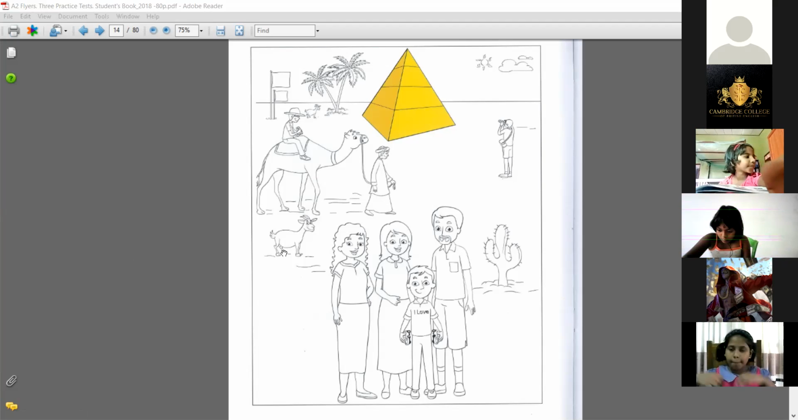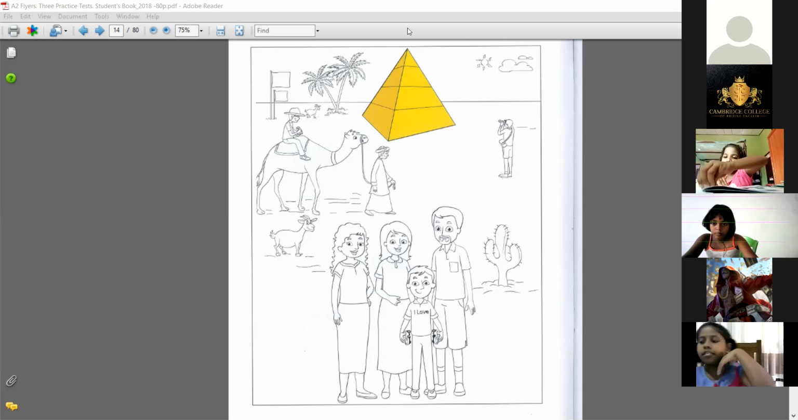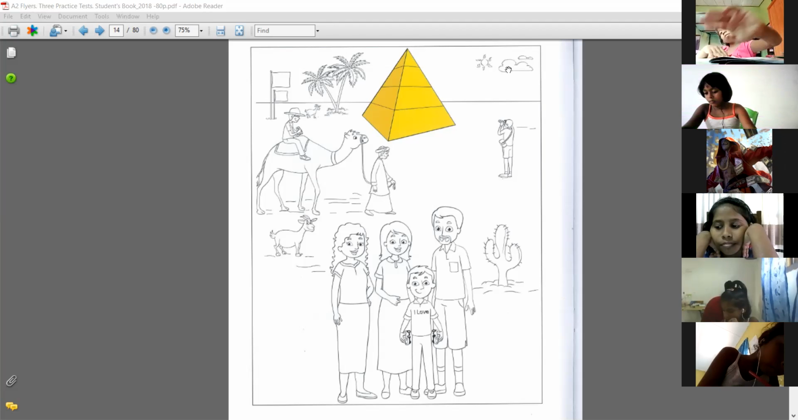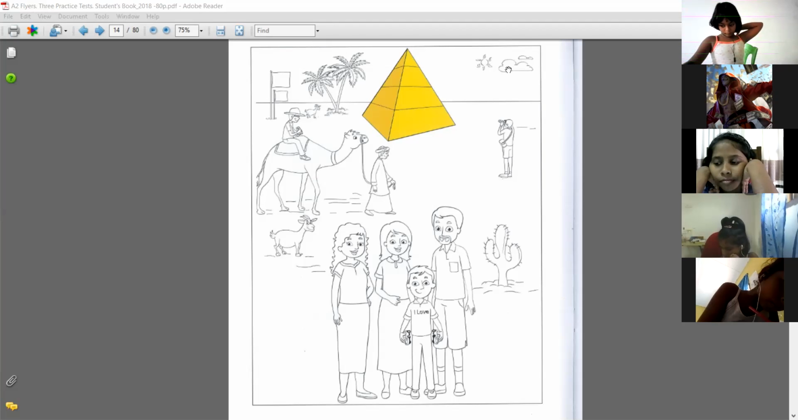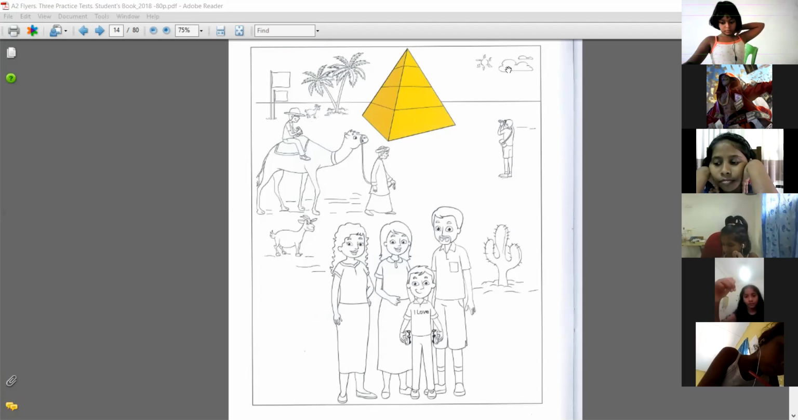There is one example. This is a great picture. Can I color it? Of course you can. What would you like to color first? The pyramid. Okay, make it yellow. Can you see the yellow pyramid? This is an example. Now you listen and color and write.